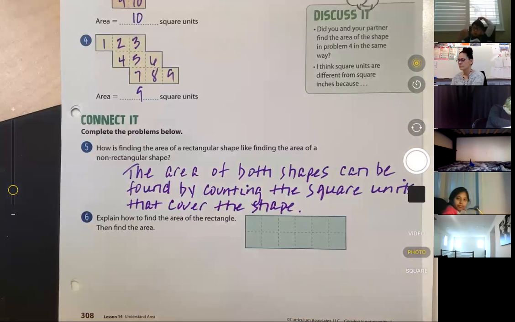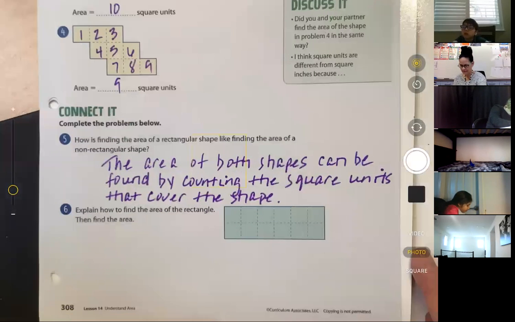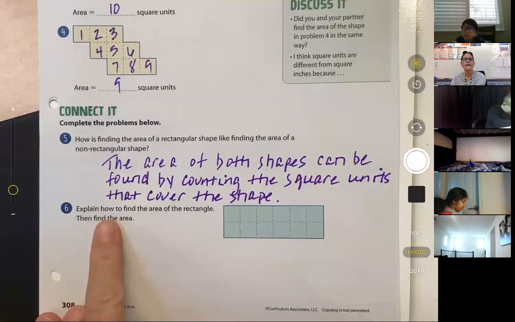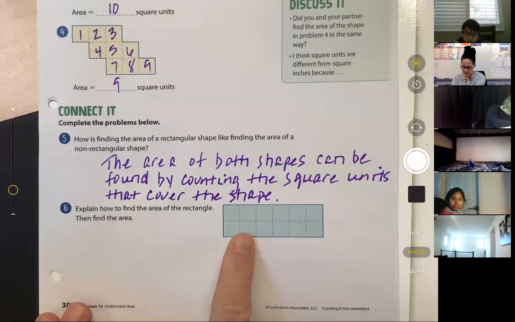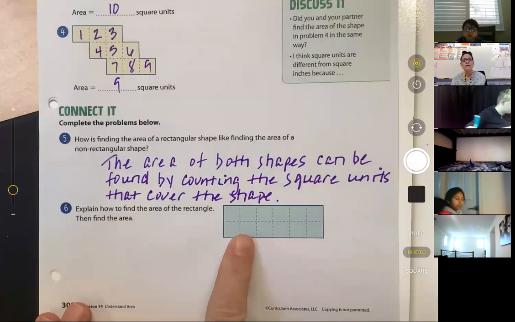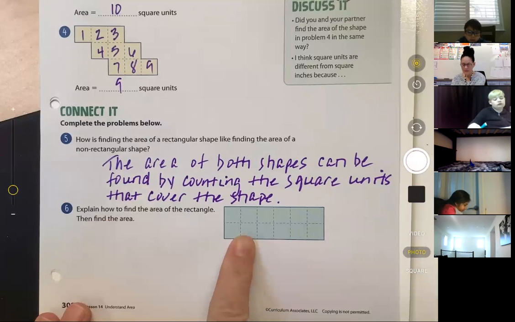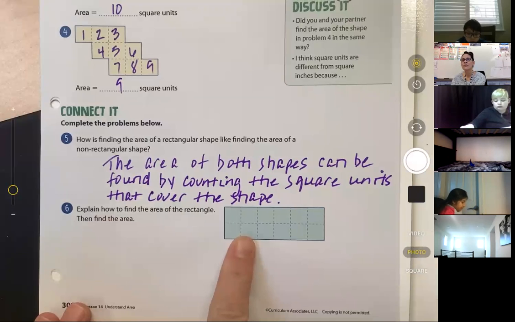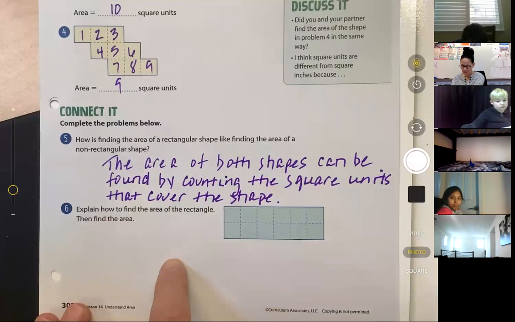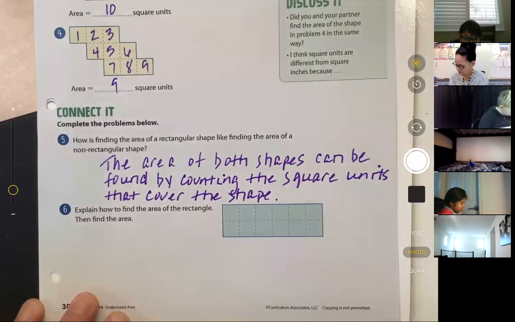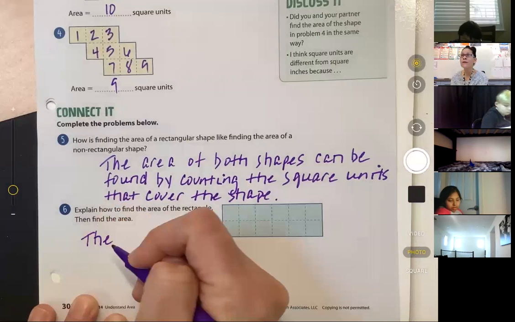And in number 6, it is saying, explain how to find the area of the rectangle, and then find the area. So friends, here you can see that the rectangle is already covered. It's already covered with the square units. So all you need to do is count them. You just need to count those squares. And there are 12 total, friends. There are 12 total. Please make sure you are taking really good notes here.